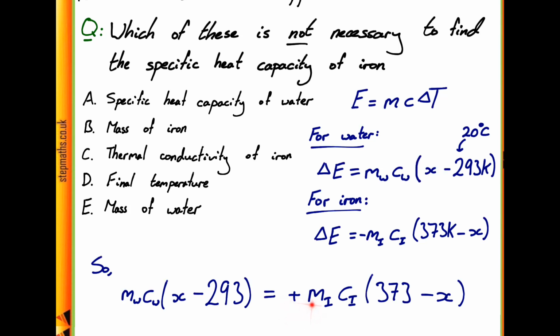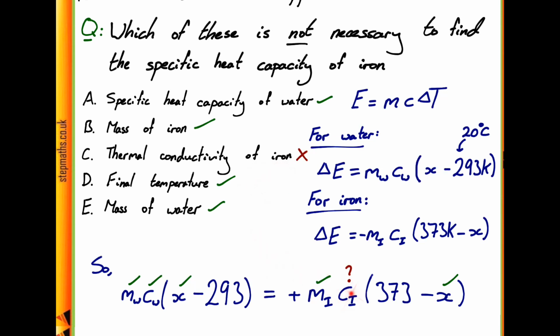Now if we look at this, we can see which variables we have in this equation. We have the specific heat capacity of iron, which is the thing that we're looking for, that we're told about in the question. If we go through our other variables, we have the mass of water, which we're told about in the question. We have the specific heat capacity of water, which again we're told about in the question. We have this temperature X, which is the final temperature, given by D in the question. We have the mass of iron as well, which is given in the question. So we have these 4 variables on here, which I've labelled on, but we don't have this final variable C.